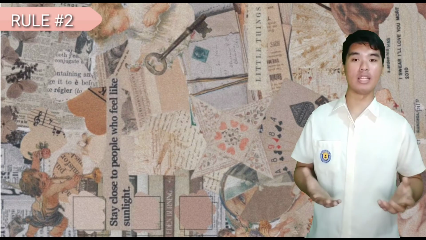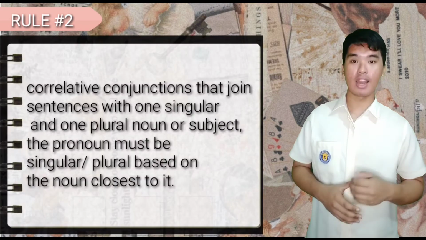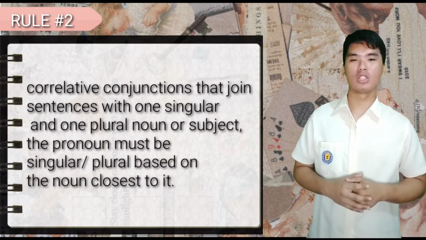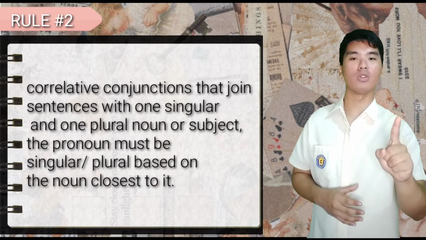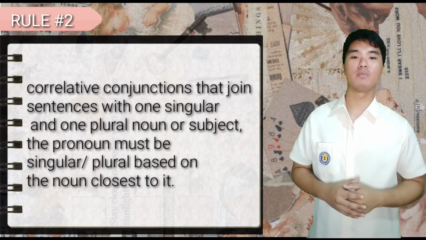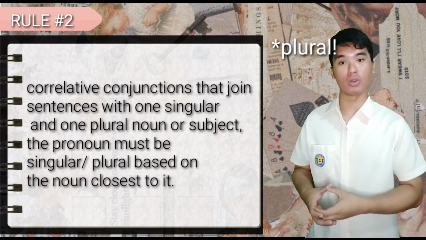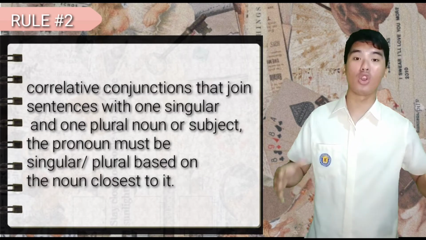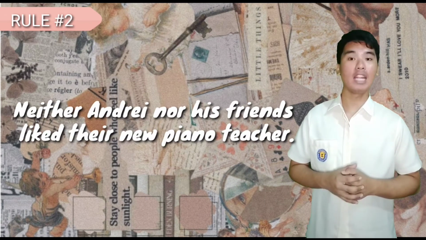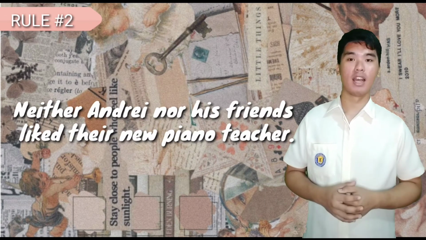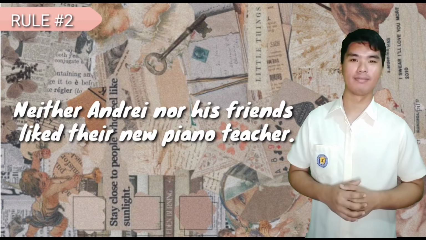And in accordance with the first rule, when correlative conjunctions join sentences with one singular noun or subject and one plural noun or subject, the verb or pronoun must be based on the noun closest to it. Example: neither Andrei nor his friends like their new piano teacher.